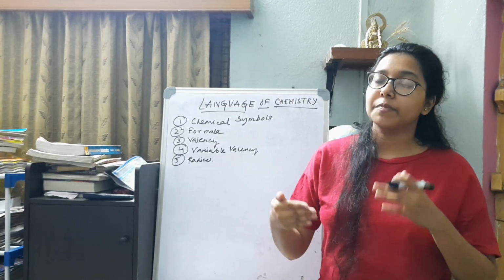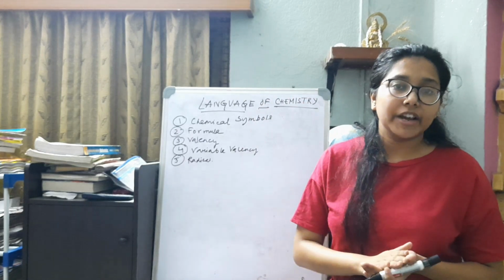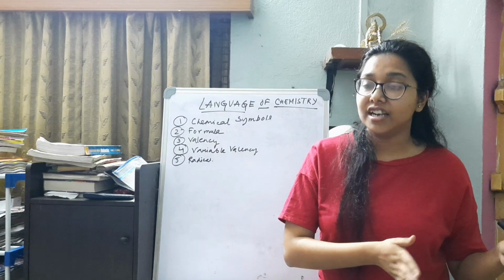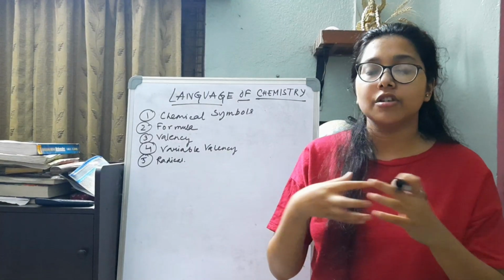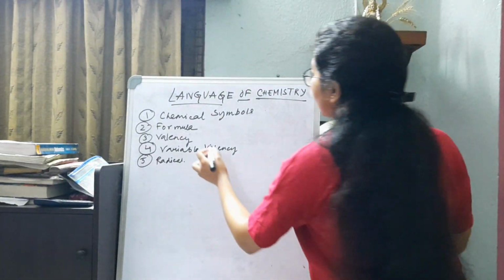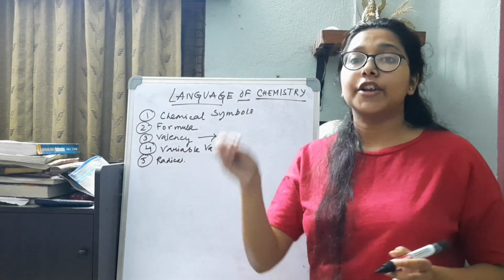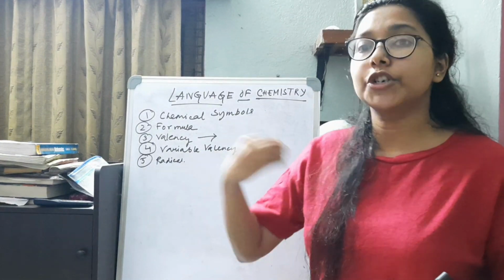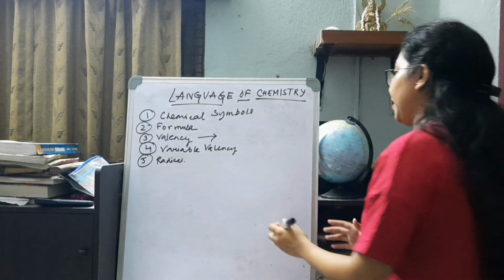But as per the modern concept, we have this definition that valency is the number of electrons that are lost or gained by an atom of an element for the formation of a bond. So if we see valency in more detail with an example, as I said, it is the number of electrons that an atom of an element loses, gains or shares for the formation of a bond with some other element.